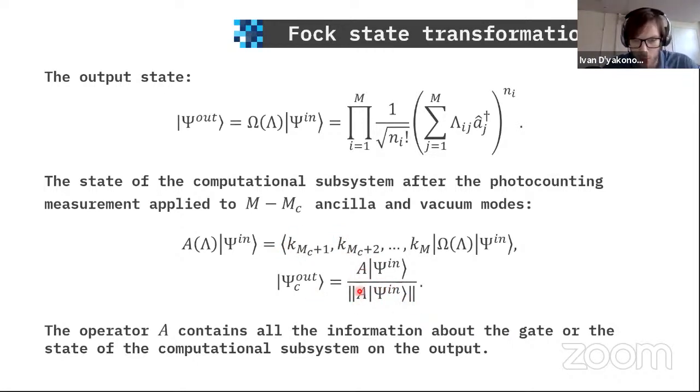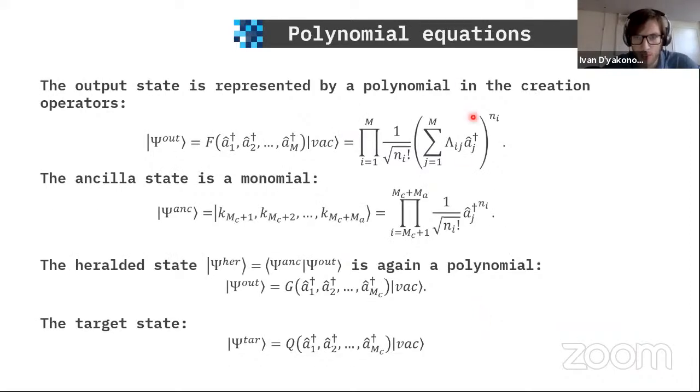So this A might either tell you which output state you have, or you may tailor it to implement a particular gate if you have, for example, a subspace which you want to transform using your linear optical network into the same subspace on the output. So this task may be reformulated in terms of polynomial equations.